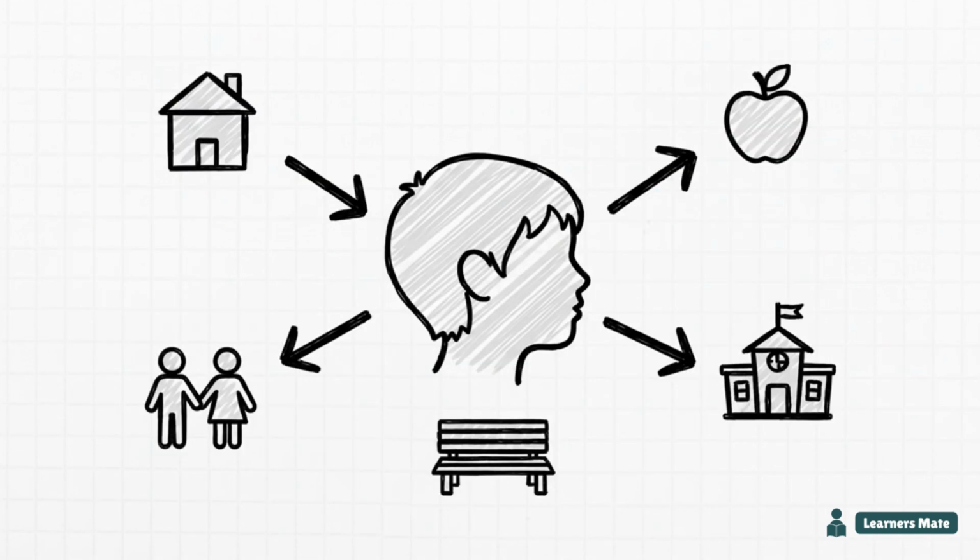But of course, none of this happens in a bubble. A child's emotional world is constantly being shaped by all these powerful forces: their health, what's going on at home, their friendships, and yeah, the school environment itself. This is so important. A child's emotional state isn't just about what's in their head. It's a reflection of their entire world.